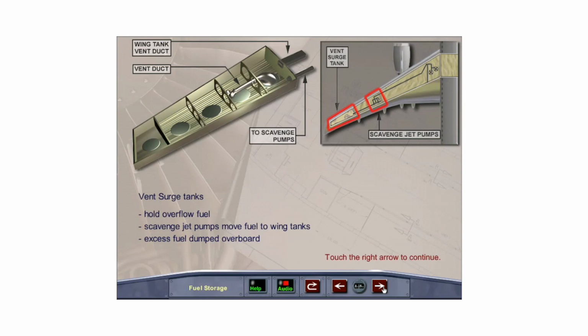The vent surge tanks hold overflow fuel temporarily to prevent spillage during aircraft movement on the ground and during rotation at takeoff. They have a capacity of 190 liters or 50 U.S. gallons. Fuel that enters the vent surge tanks is moved to its related wing tank by scavenged jet pumps. If a failure in the fuel system causes large quantities of fuel to enter the vent surge tank, the fuel is dumped overboard through a vent duct.